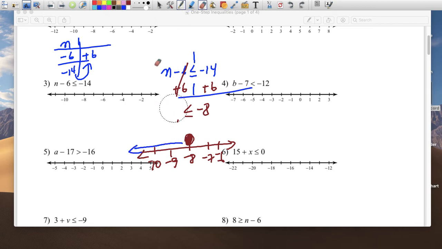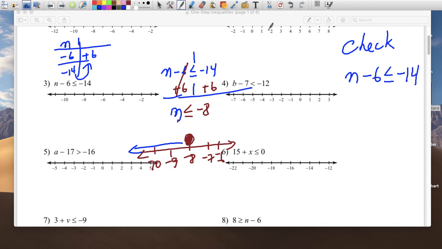Okay. So now I do my check. To do my check, I copy the original: n minus 6 is less than or equal to -14. That was my original inequality. I'm going to replace this n with something, and I want you to choose any number to the left of -8. So let's say n equals -10. I'm going to use that number to check. So here's my original inequality, and I'll replace n with -10.